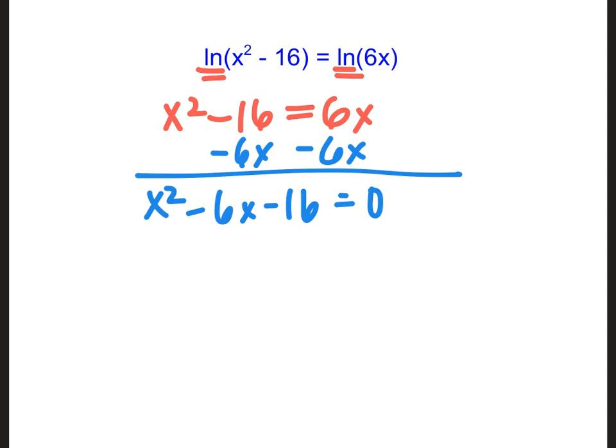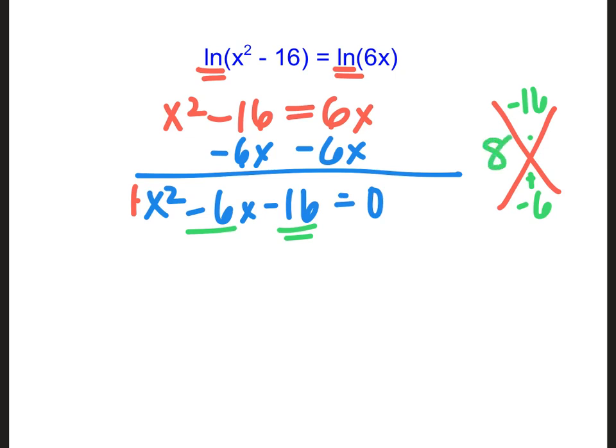Remember, you do the x method when there's a sneaky little 1 out here. So I'm going to draw my x. We are looking for something that multiplies to that last number, negative 16, and adds to the second one, negative 6. So what can I multiply to get 16 and add to get negative 6? Well, I know that 16 is the same as 8 times 2. And if I want to get negative 6, that 8 is going to have to be negative, because negative 8 times 2 gives me negative 16. Negative 8 plus 2 gives me negative 6.